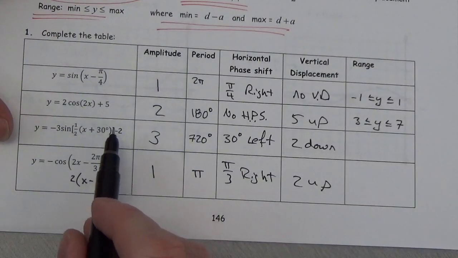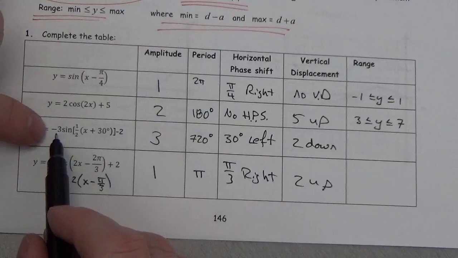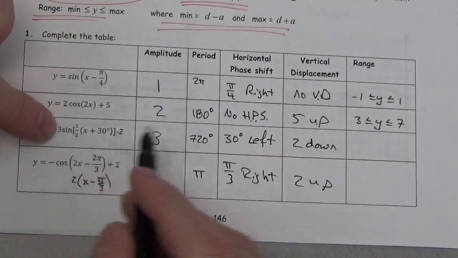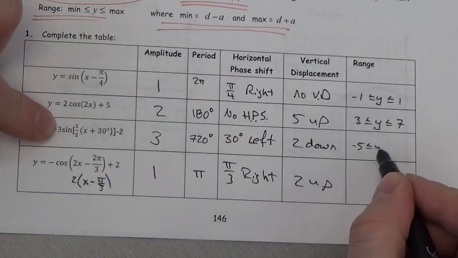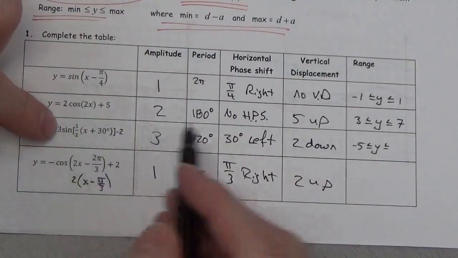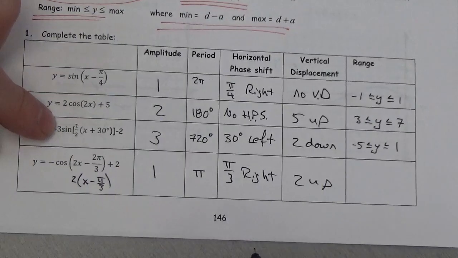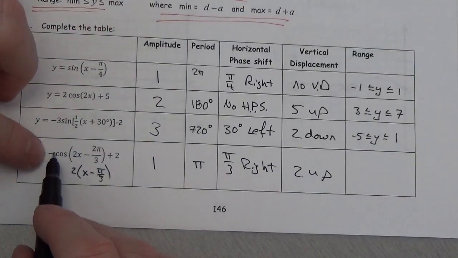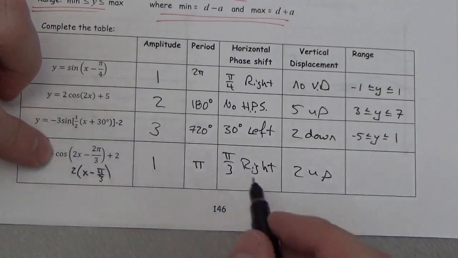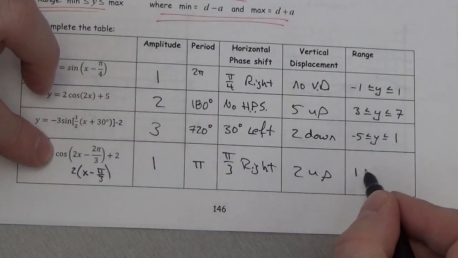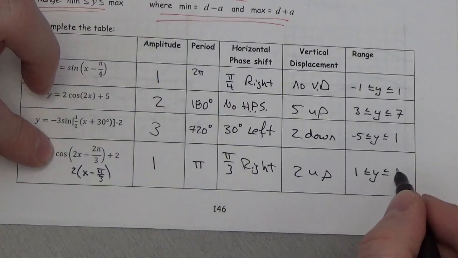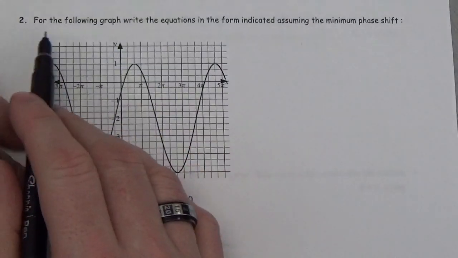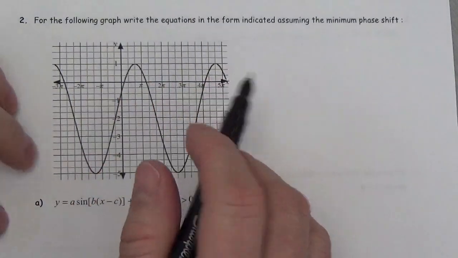My d value here is negative 2. My amplitude is 3. I don't worry about the negative there. That has nothing to do with it. So it's going to be negative 2 minus 3 up to negative 2 plus 3. And then here, once again, that negative there has nothing to do with it. What's the value there? The amplitude is 1. So this is going to be 2 minus 1 out to 2 plus 1. That's the range.